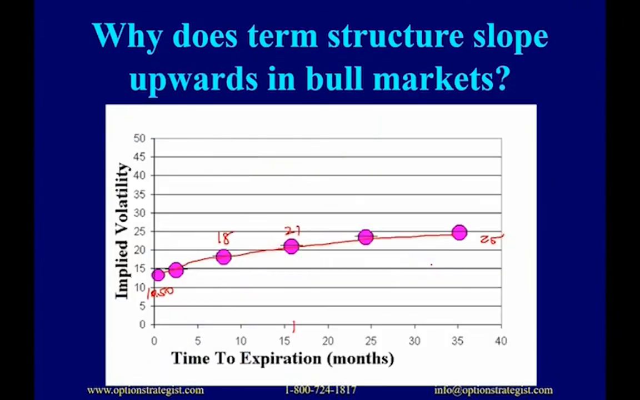Now, if it inverts, I don't have that chart, and things start to get nasty, then VIX could shoot up to 40, and I'm going to be charging prices like these for the calls, and then the term structure would slope downwards in a bear market, and when VIX is 40.